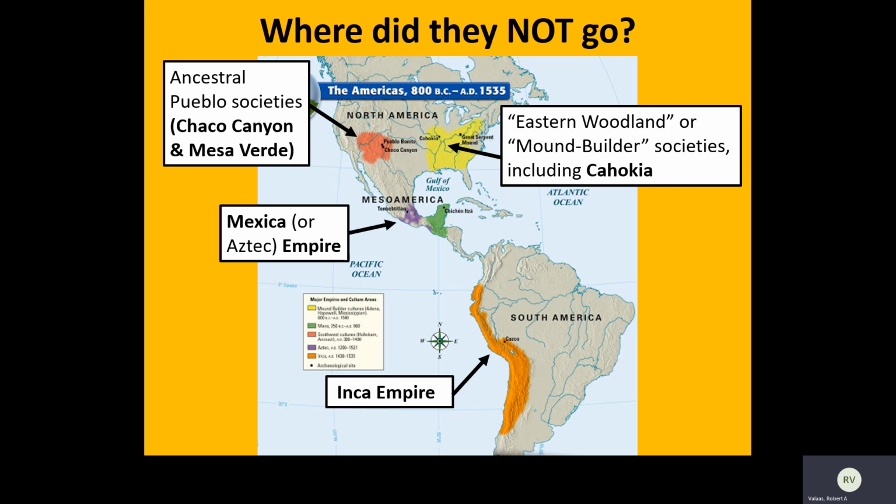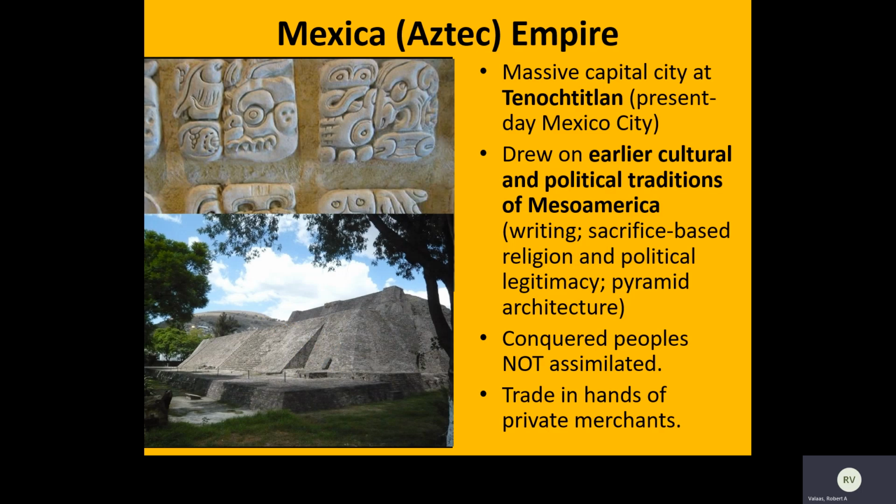Had they made it, this is what they would have found, especially in those two powerful states, the Mexica or Aztec Empire. They would have been able to visit the massive capital city at Tenochtitlan, present-day Mexico City. There's a primary source image of it there on the left, built on islands in the middle of Lake Texcoco in what's now Mexico City. Probably one of the largest cities on earth at this time period, certainly the largest city in the Americas.